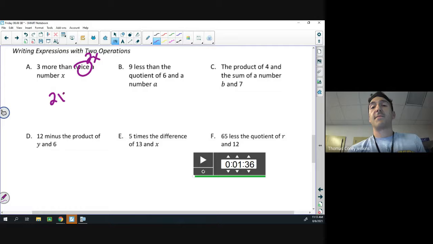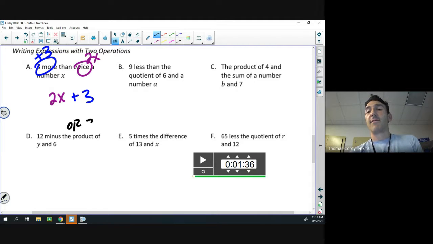So 2 times x, and then 3 more than, so 3 plus that, or I like to put the constant part at the end. So 2x plus 3, or of course we could have 3 plus 2x, which if you were working ahead of me, you probably wrote it that way because that's the order it's listed. But either is correct.